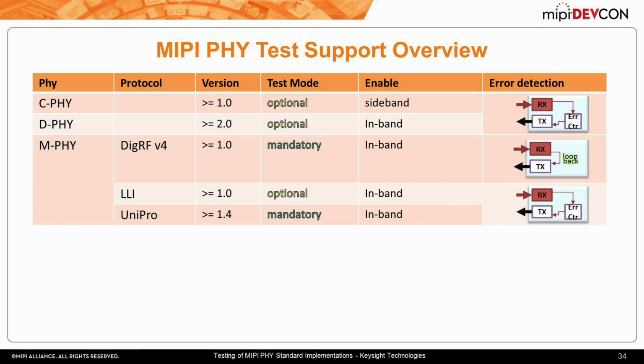So here's just a quick survey. Here you see that DigiRF and UniPro 1.4 are the only two that specify that there's a test mode. For DigiRF, it's a loopback path that you have to have, and for UniPro, there is a specified error counter. But for some of these other standards, basically you're on your own. It's up to you in your silicon design to implement testability. That could be in the form of a loopback path or an error counter, and those are the two traditional ways of doing that.